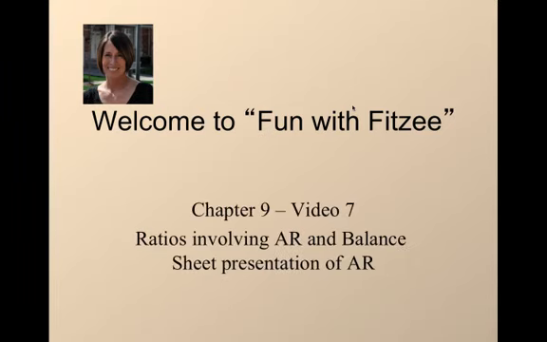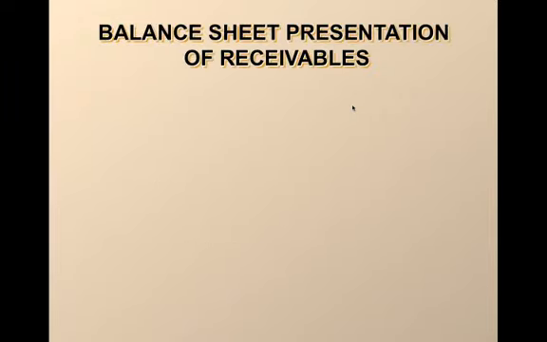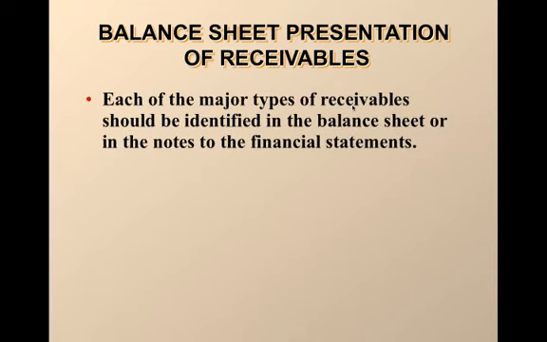We are on the 7th video of chapter 9 and this is going to be our ratios video. As you recall, at the end of each chapter we talk about ratios. So we're going to look at ratios involving accounts receivable and we're also going to look at the balance sheet presentation of receivables. So each of the major types of receivables should be identified in the balance sheet or in the notes to the financial statements.